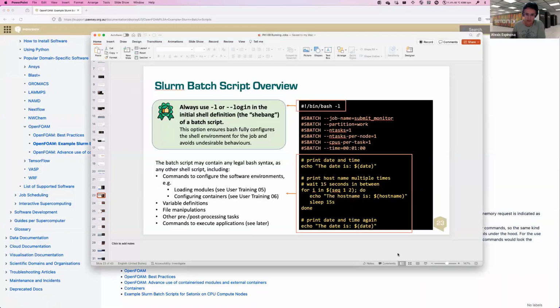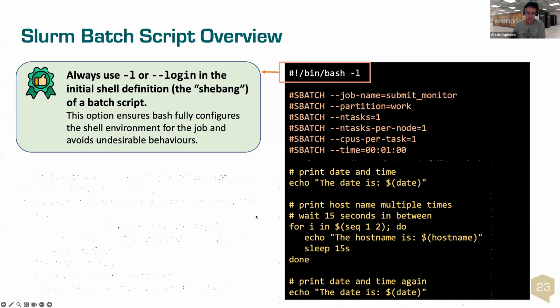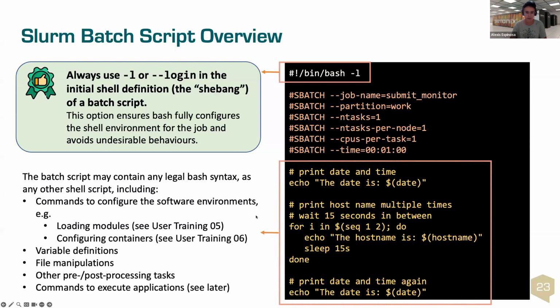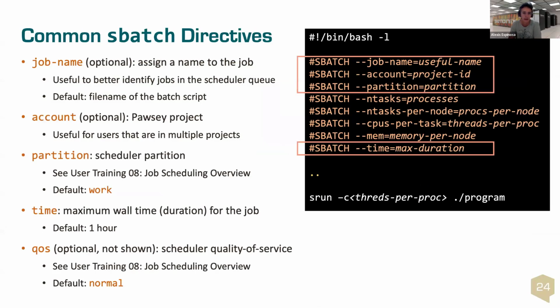So let's go back to the presentation and see some other information that is there. In the presentation, there is a more detailed explanation of what each of these means. We already covered job name. This account is important. I was not using it. If you are in different projects, then you need to tell which account this job is going to be charged.